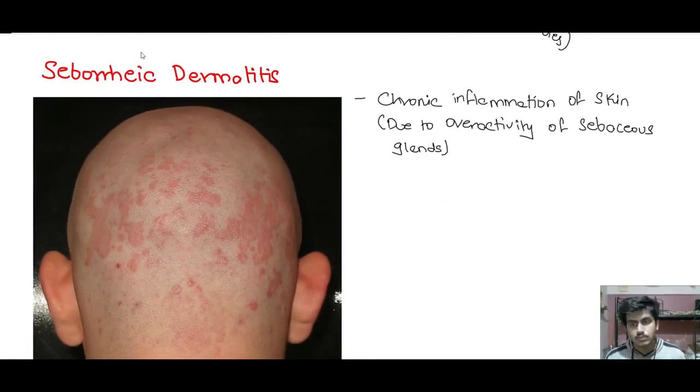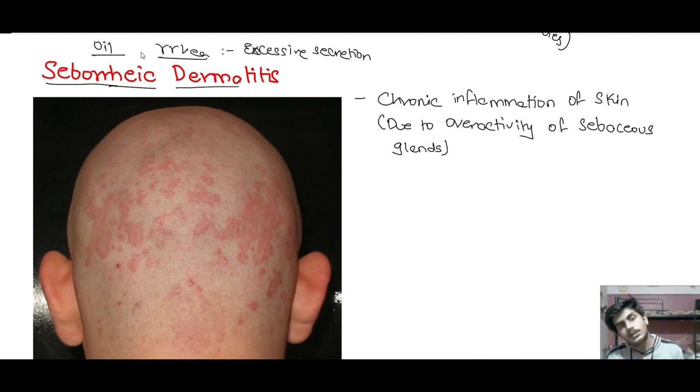So as we can break down the word, we have the seborrheic, that is sebum as we discussed previously as the oil. Rhea means excessive secretion, or derma refers to the skin, and itis is the term which we used commonly for inflammation. So हम नाम से ही इस डिजीज का कंडीशन निकाल सकते हैं, that is it is the chronic inflammation of the skin due to the overactivity of the sebaceous glands.